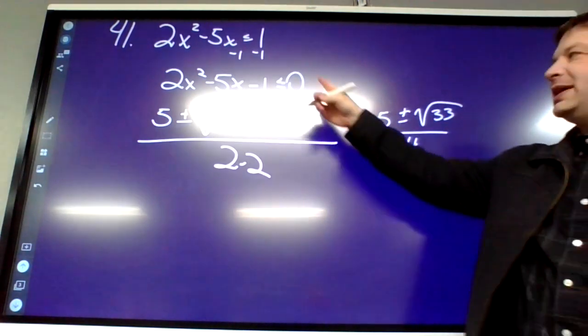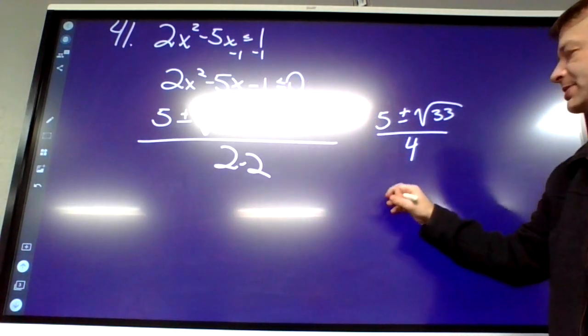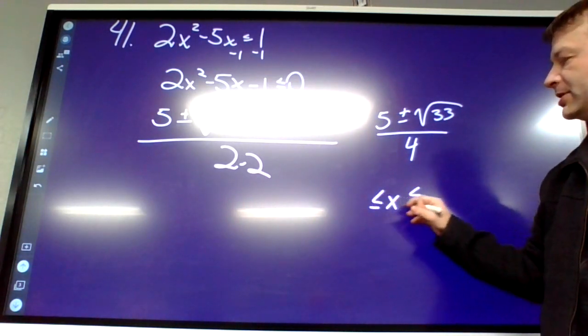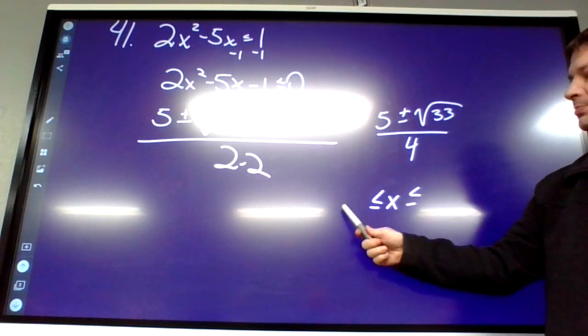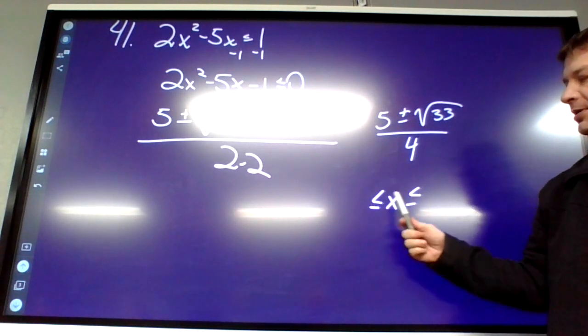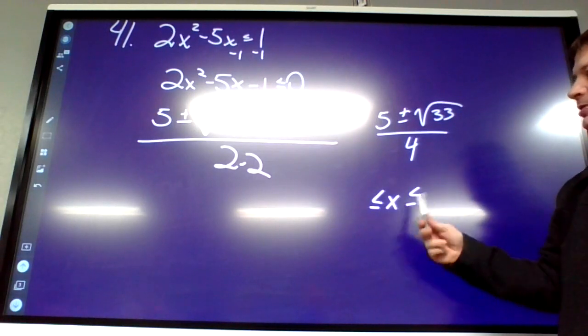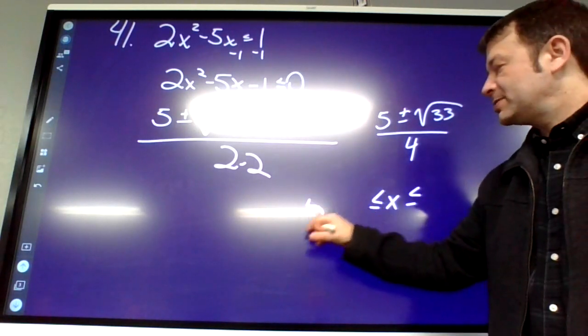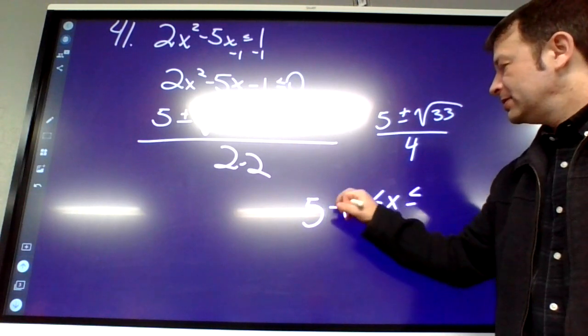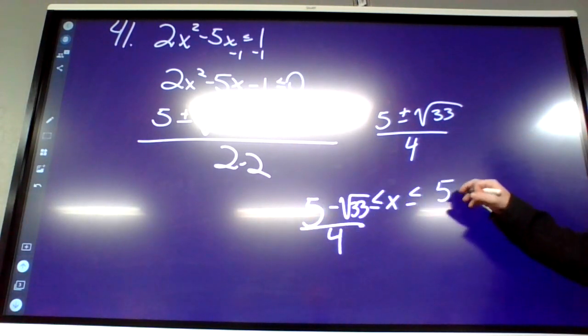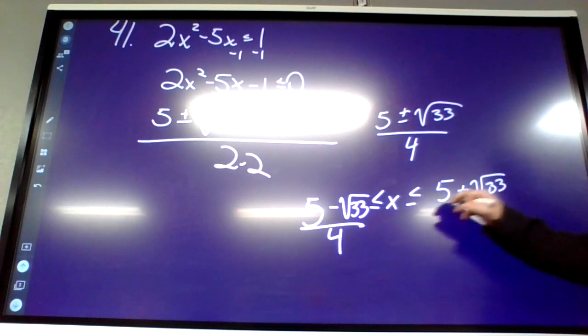Okay, but since it's a less than, you actually set up x between the two answers. The smaller answer goes over here, x is bigger than the small one, and the bigger answer goes over here. X is between the two answers. So what's the smaller answer? Would be the one with the minus. What's the bigger answer? Plus.